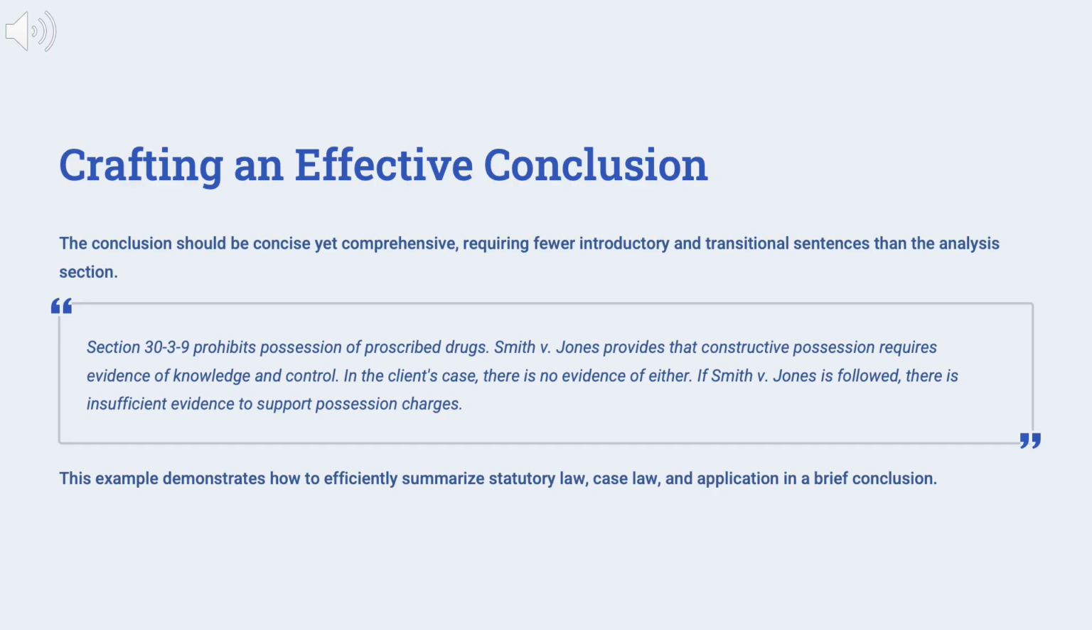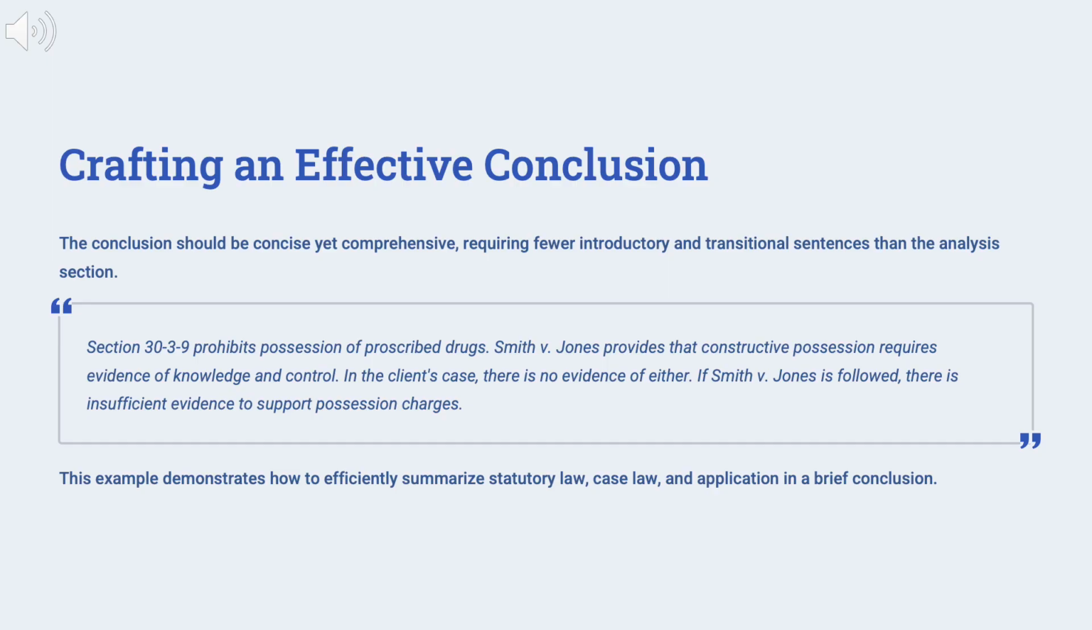The conclusion states, "The applicable statute prohibits possession of proscribed drugs. The relevant case law establishes that constructive possession requires evidence of both knowledge and control. In the client's case, the record contains no evidence of either element. If the case law is followed, there is insufficient evidence to support a possession charge." That four-sentence conclusion accomplishes everything a conclusion is required to do.